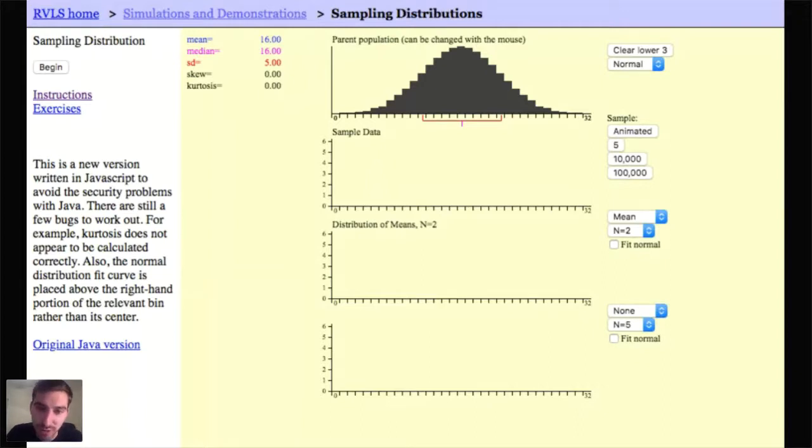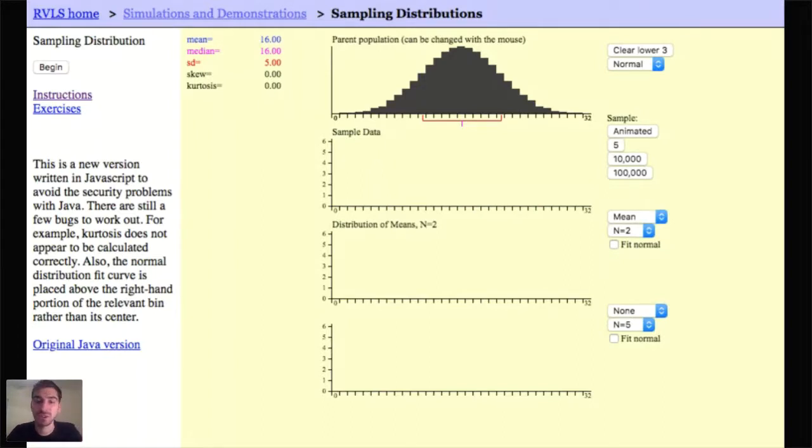It looks like the scale goes from 0 to 32. It could be any set of numbers, but we have a parent population. Because it goes from 0 to 32, let's just pretend this is a population of ACT scores for various kids at a school. Obviously, ACT scores can go up to 36, but good enough. As you can see in this population, the mean is 16, the median is 16, standard deviation is about 5. It's perfectly normal. That is listed off to the left side of the screen.